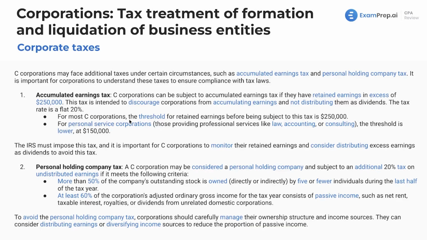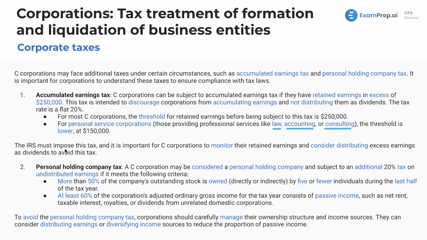So for most C corporations, the threshold for retained earnings before being subject to tax is going to be $250,000, as we see here. Now for personal service corporations, this is something to memorize. Personal service corporations are corporations providing professional services like law, accounting, or consulting. That's just a one-off thing to know. You may see it in a few other lessons, but that's definitely something to know for sure. The threshold's going to be lower at $150,000. I wouldn't be too worried about memorizing these numbers. Just know about them generally.